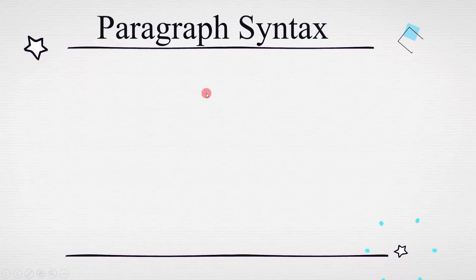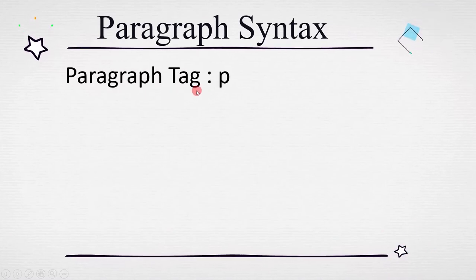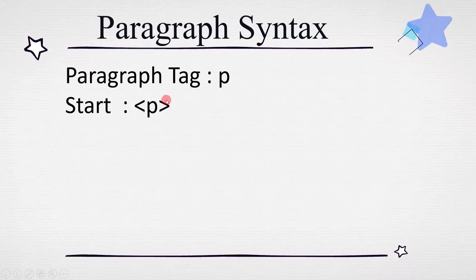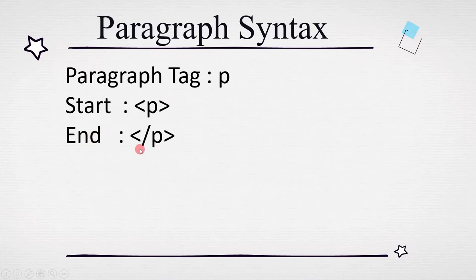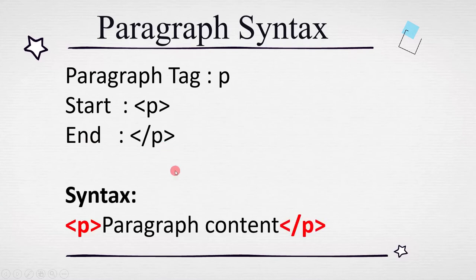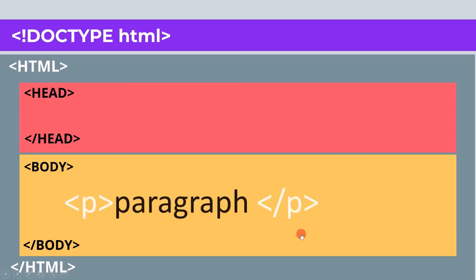Next, we should know the syntax of the paragraph tag. A paragraph tag has a start, which is represented like this. A paragraph tag has an end that is represented like this. And as per the syntax, paragraph is written between the start and end of the paragraph tag. This is how a paragraph tag is placed in the body area of the HTML document. With this, we know the syntax of a paragraph and where to write it.